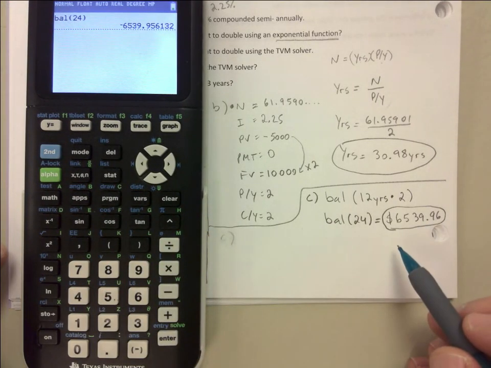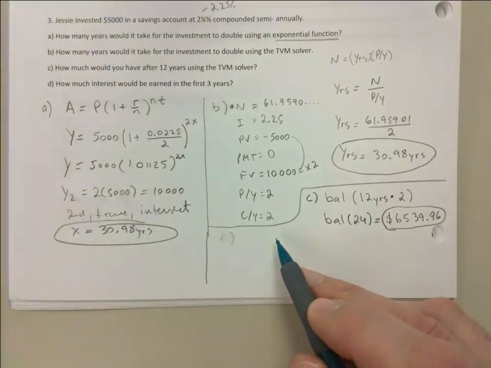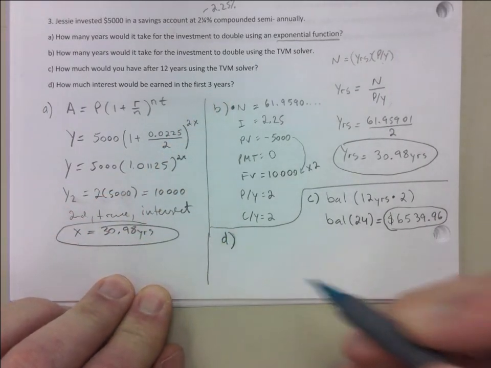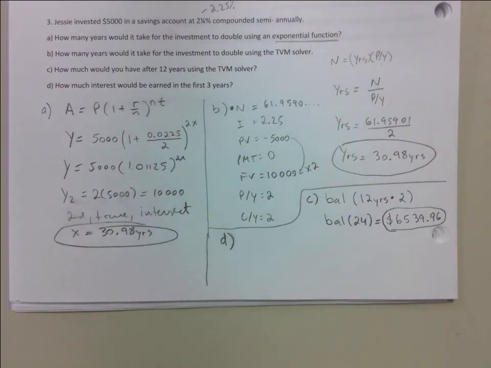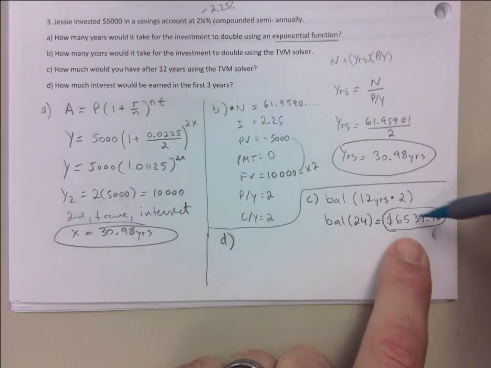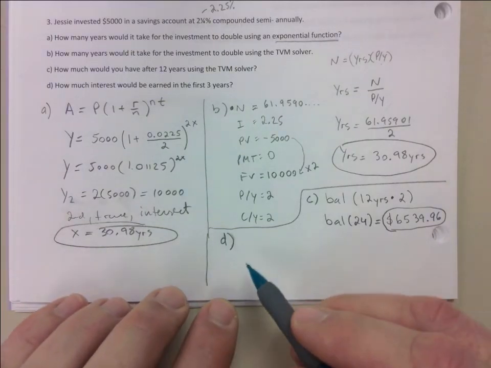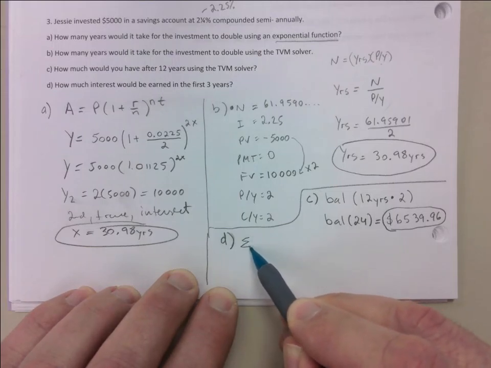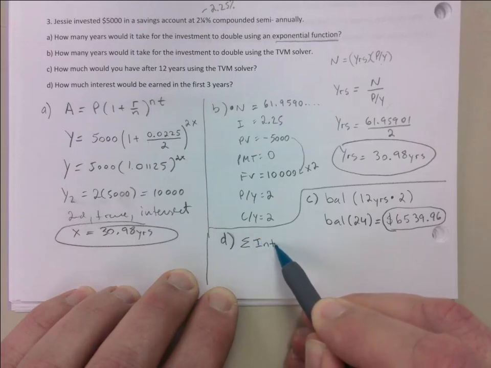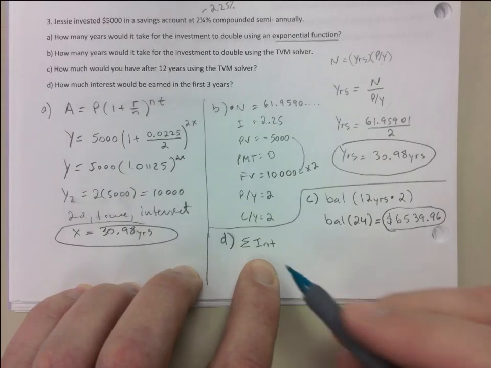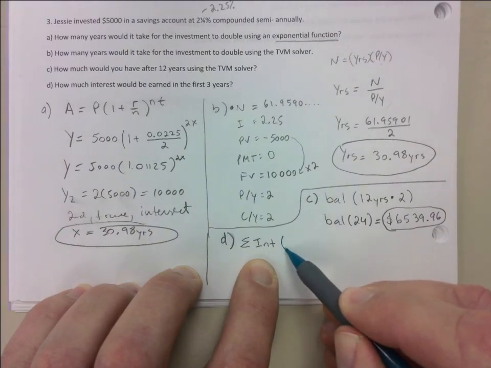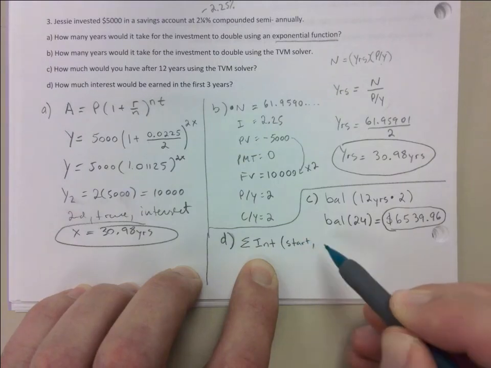All right. D, what is D? How much interest would you have earned in the first 3 years? Let's do that one. I think I did this differently on my key. I know I did this differently, but that's fine. If you did the homework, you get the same. Interest. Sum of interest is what we're going to use here because you're not finding the entire amount. You're just finding the interest in the first 3 years. So we're going to go from start, and we got to give it an end.